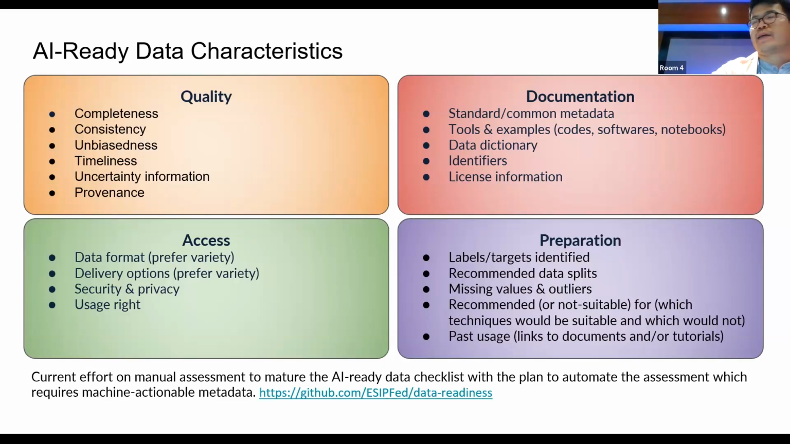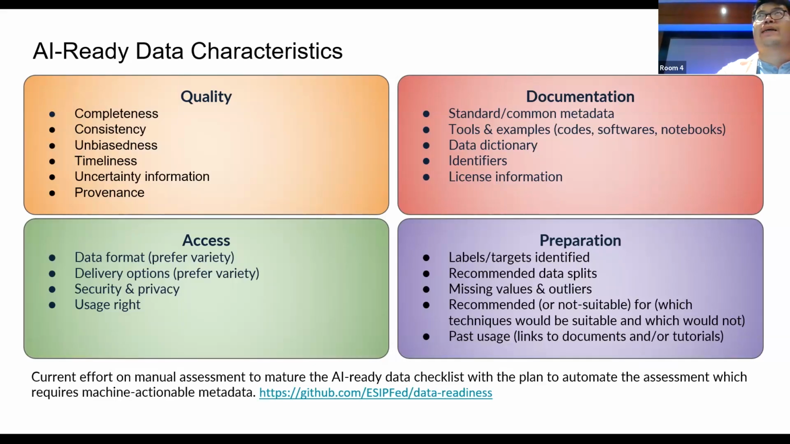And for the preparation, that includes the training labels or targets and recommended data splits. That's specifically for supervised machine learning, the missing values and outliers being identified, and the recommended techniques for those data. For example, whether it's good for classification, regression, or different types of machine learning model specific usage. And if there are any existing examples of how those data have been used for machine learning model development. So those tools can be provided for people.